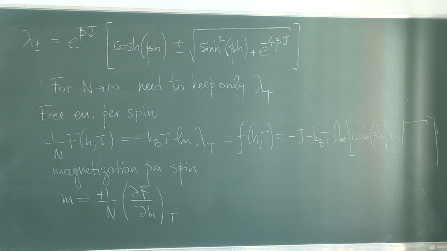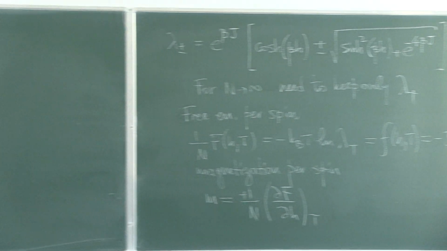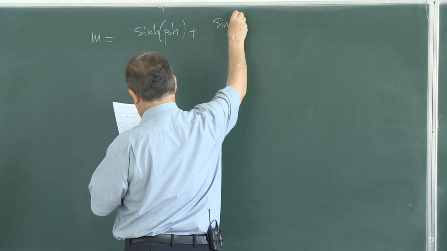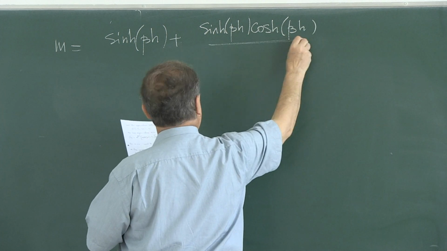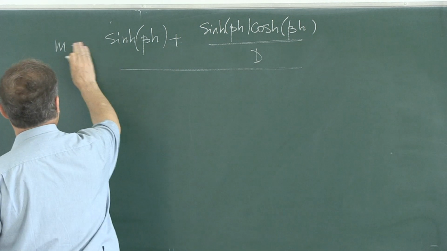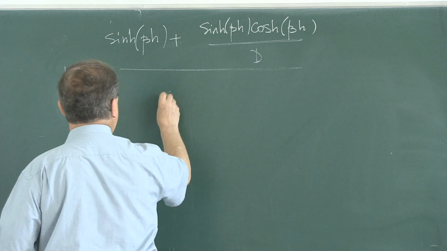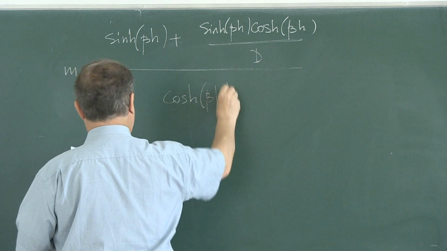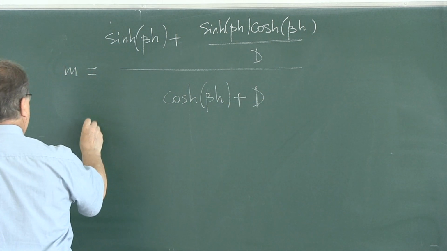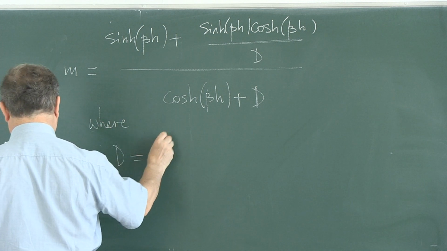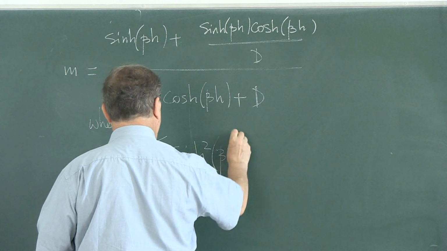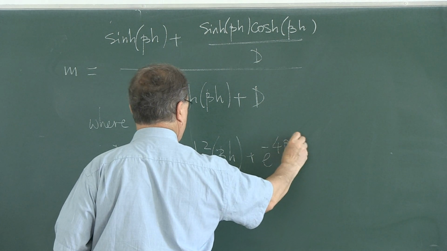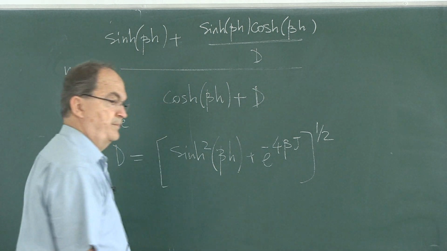And this gives magnetization per spin as sinh(beta H) plus sinh(beta H) times cosh(beta H) divided by D, all divided by cosh(beta H) plus D, where this D is the square root, you remember, sinh squared (beta H) plus e to the minus 4 beta J, square root, power 1/2.